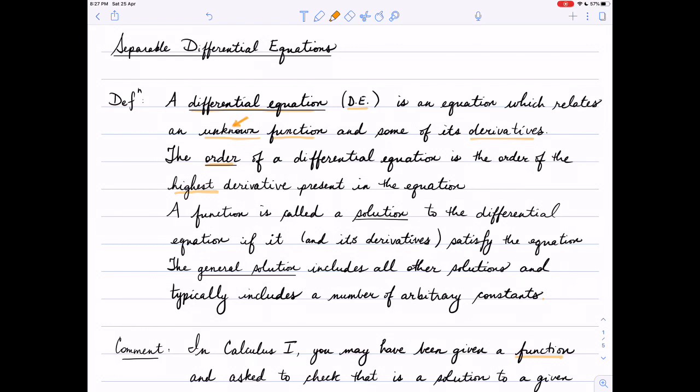And if the unknown is a function, then a function is what you get if you solve the differential equation. A function is called a solution to a differential equation if it and its derivative satisfy the equation. The general solution includes all other solutions and typically includes a number of arbitrary constants. They are constants of integration.